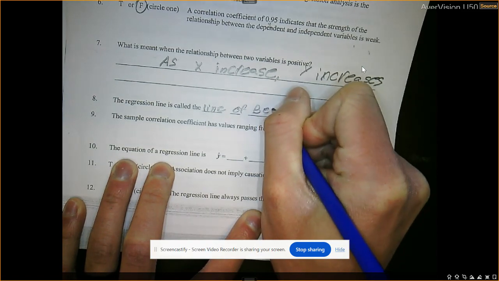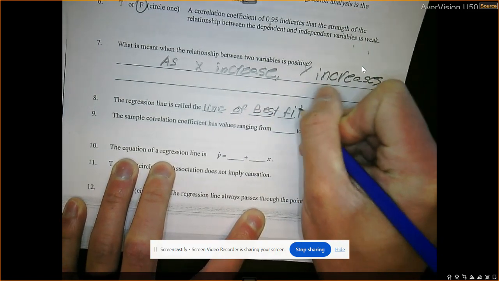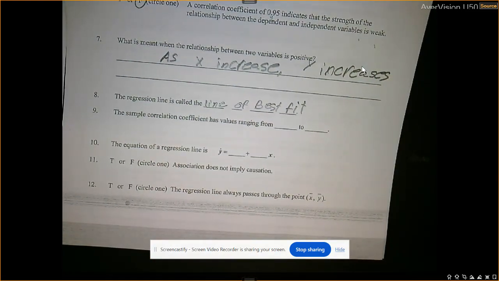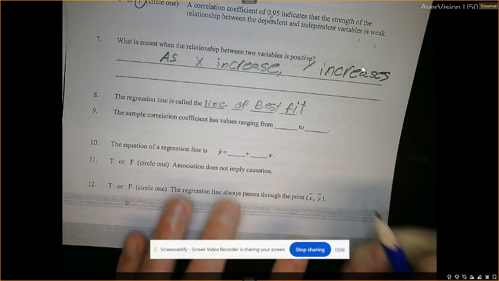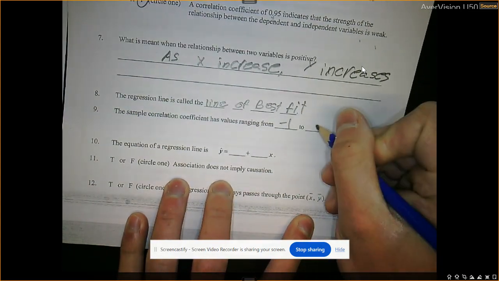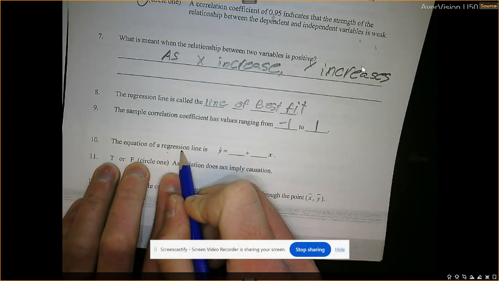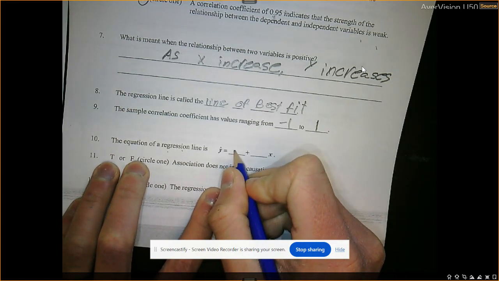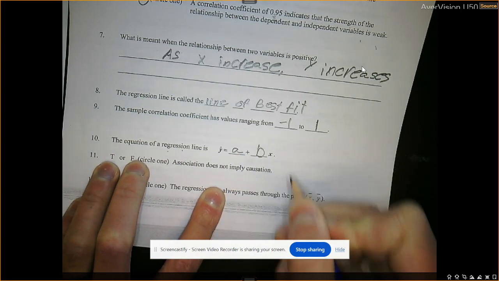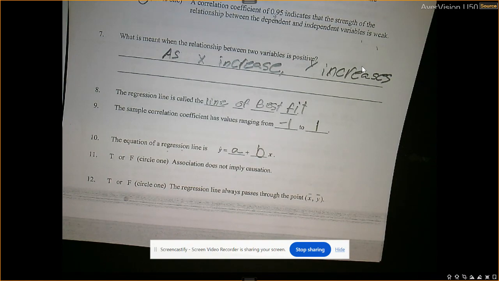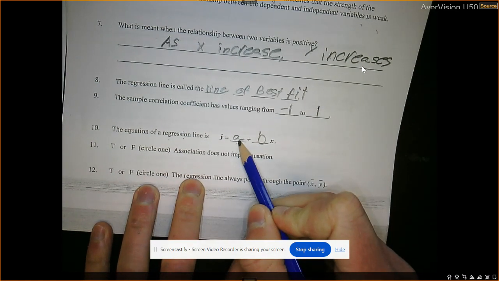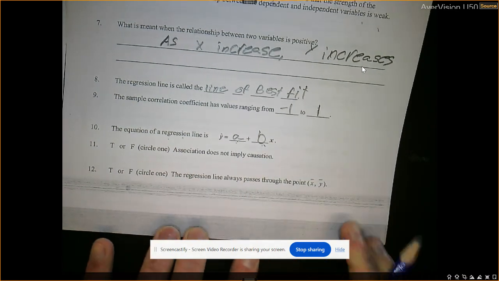I can't write as fast as I talk, but it's line of best fit. Sample correlation coefficient has values ranging from -1 if it's really strong, negatively correlated, and +1 if it's super strong, positively correlated. And the equation of a regression line is y hat equals a plus bx. That's the college format. Again, not mx plus b. This is where a is your y-intercept, b is your slope.